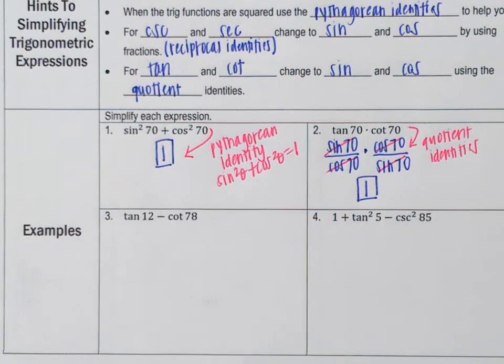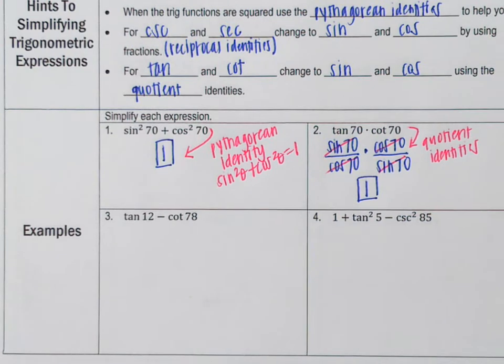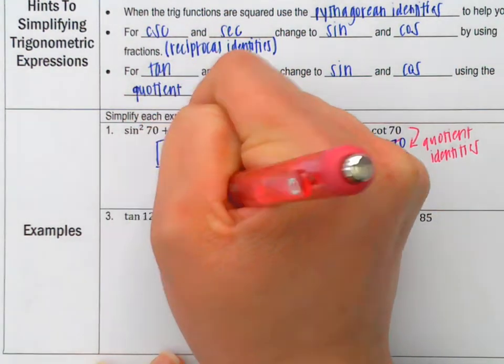Okay, so let's look at 3. It says tangent 12 minus cotangent 78. So first, are those angle measures the same? And you should be saying no. And then we should be thinking, what's 78 plus 12? Well, 78 plus 12 is 90. So those are complements of each other. So that's the first thing we want to do, and we're going to be using our complementary angles theorem.